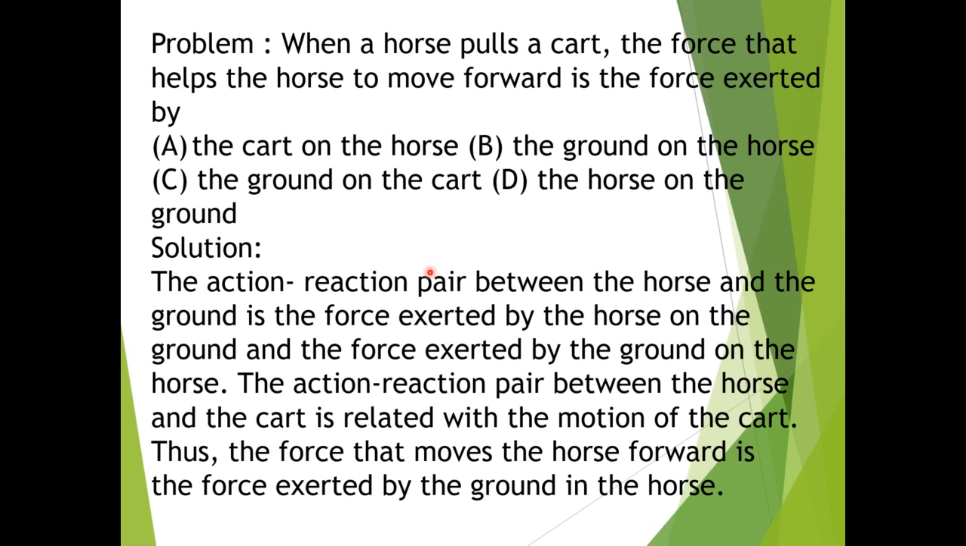Now this problem is about the action reaction pair. So the action reaction pair between the horse and the ground is the force exerted by the horse on the ground and the force exerted by the ground on the horse. Now the action reaction pair between the horse and the cart is related with the motion of the cart. So the force that moves the horse forward is the force exerted by the ground on the horse. So this is the correct option, option B.